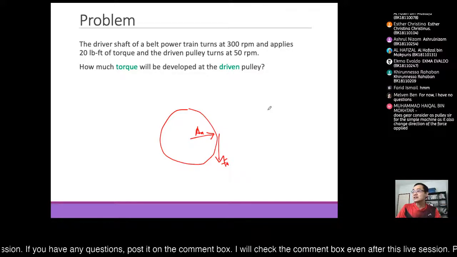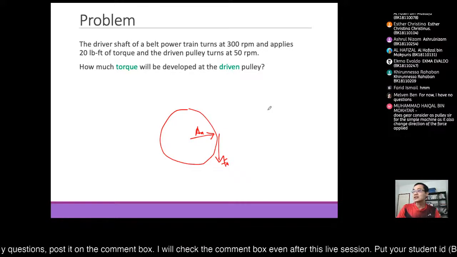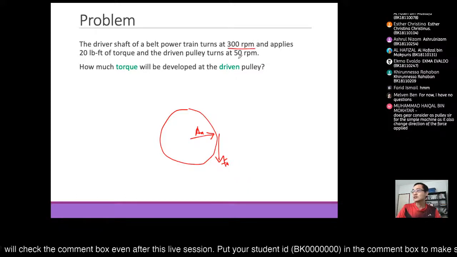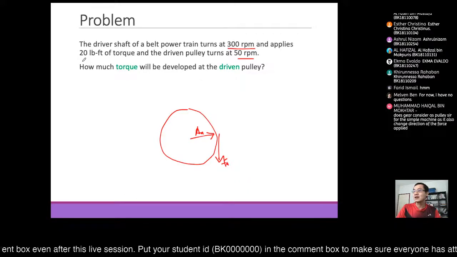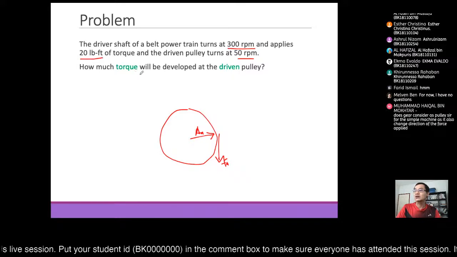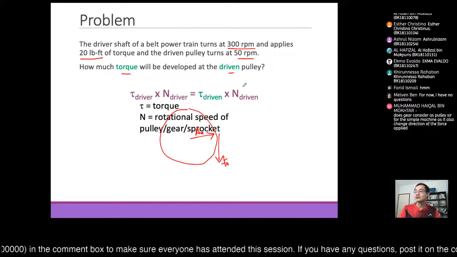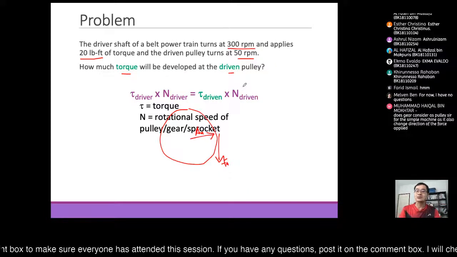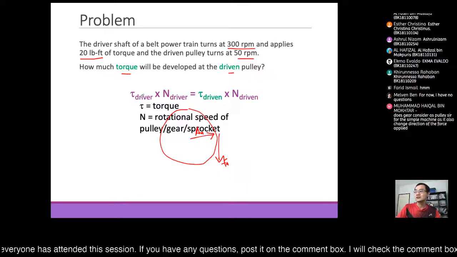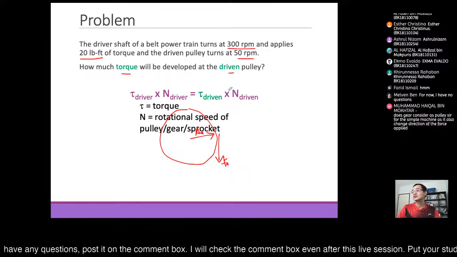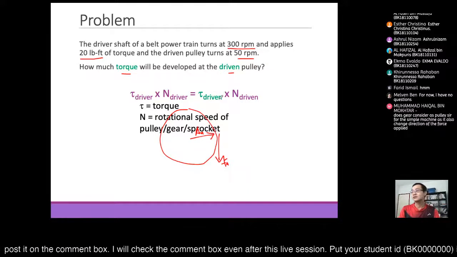So we can try this simple problem itself. We already know the speed and we know the applied torque. What you need to get is the driven torque. So what you do is just apply your equations. With three parameters known, you can get the unknown.